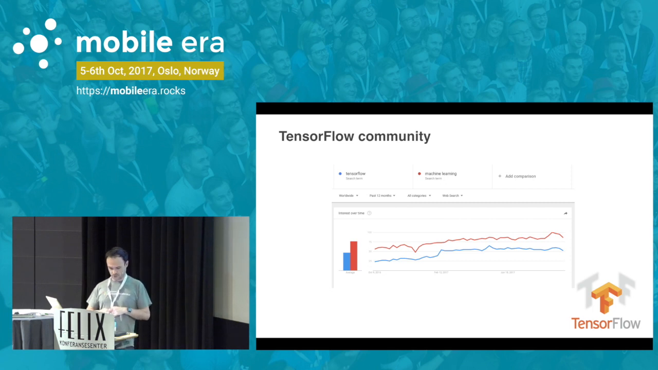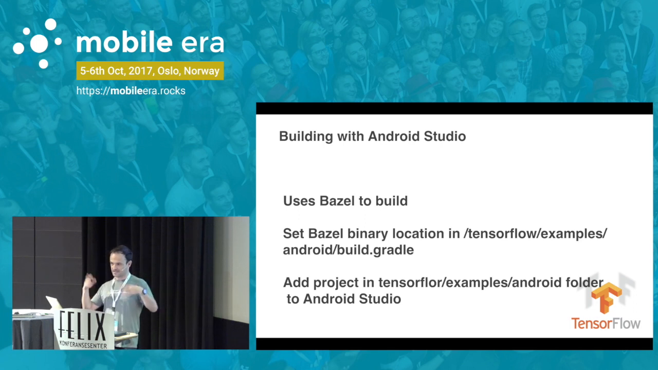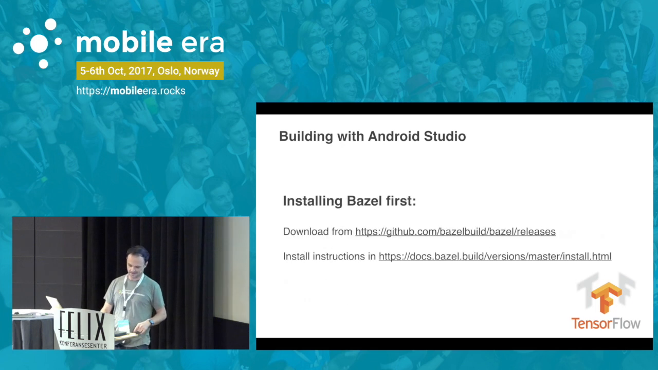Now, how to build with Android Studio? Google claims that this process is easy. I don't agree with them. We need to use Bazel to build. Bazel is a build tool. According to the instructions, we need to put the binary location in this folder here. We need to add the project to Android Studio, not the beta, but the stable version. We need to install Bazel first. The only version that works is 0.6 because 0.5 breaks and 0.4 breaks another thing.